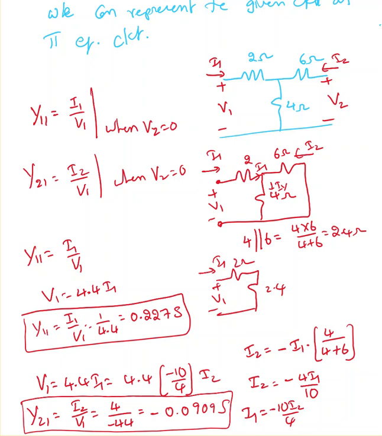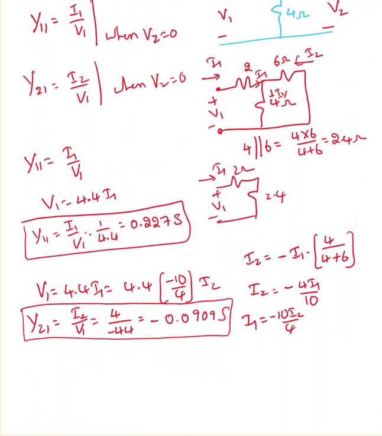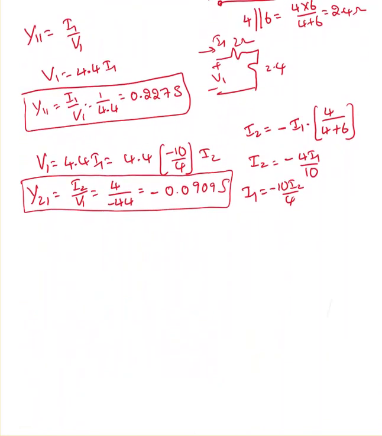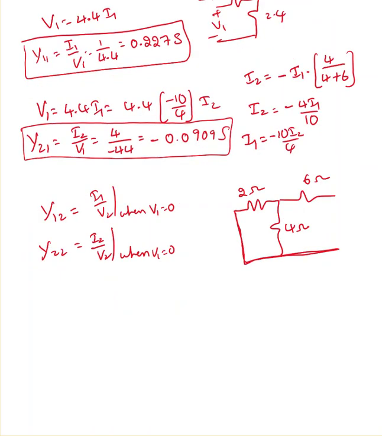Now I'm going to find the remaining two parameters. So to find the remaining two parameters, let me draw the circuit again. The remaining two parameters, Y12 and Y22, equal I2 over V2 when V1 equals 0, and I1 over V2 when V1 equals 0. So in both cases V1 equals 0, so we're going to short circuit V1. So here is the circuit. I draw the circuit: my I2, V2, and here is my I1.